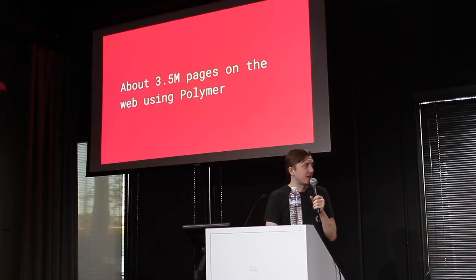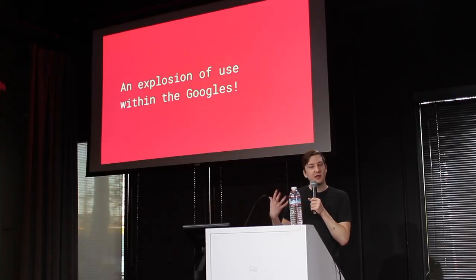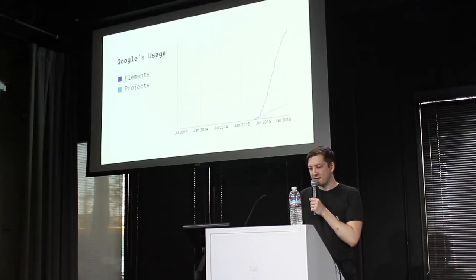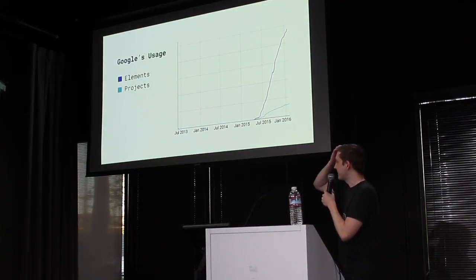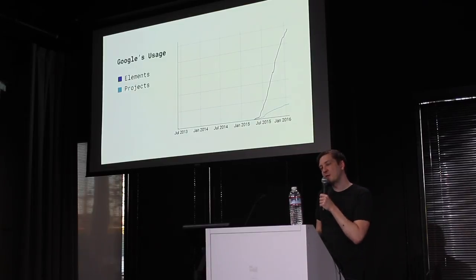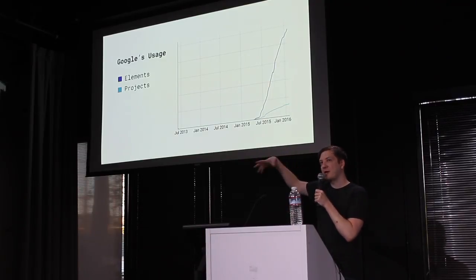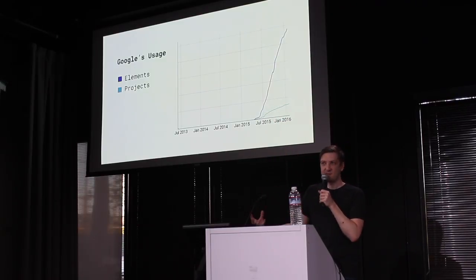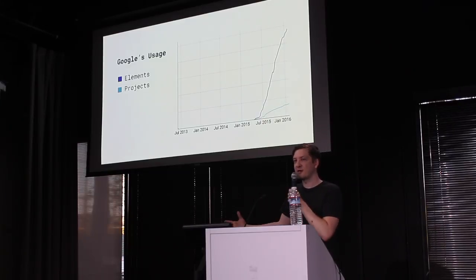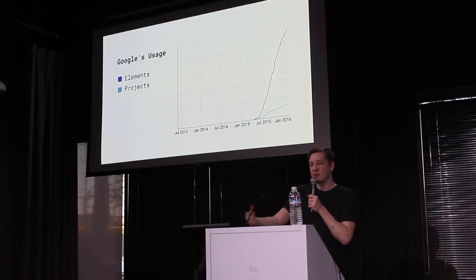Over the past year, we're now seeing about 3.5 million pages using Polymer in production, which is pretty awesome. And within Google itself, there's been a big explosion of growth. I've got this chart here, and I've taken off the y-axis because I can't give you exact numbers. The purple line is the number of new elements being created within Google. The teal line is the number of new projects. The purple line is many thousands of elements, and the blue line is multiple hundreds of projects. So within Google, there are now a few hundred projects starting up using Polymer and web components, which is pretty rad.